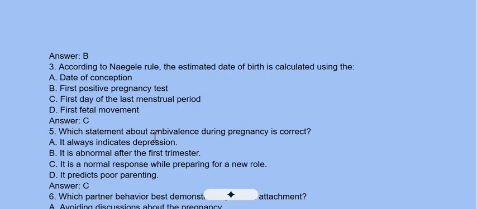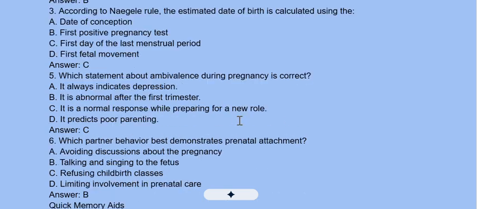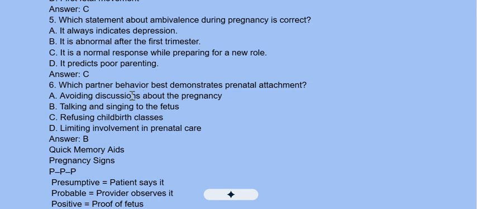5. Which statement about ambivalence during pregnancy is correct? A. It always indicates depression. B. It is abnormal after the first trimester. C. It is a normal response while preparing for a new role. D. It predicts poor parenting. Answer C. 6. Which partner behavior best demonstrates prenatal attachment?